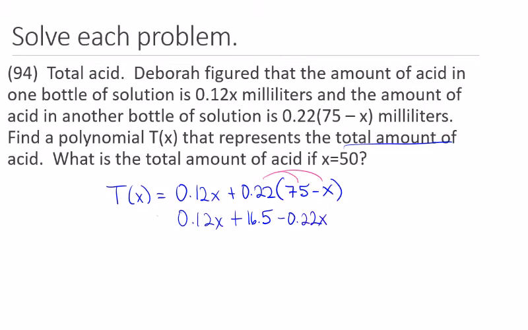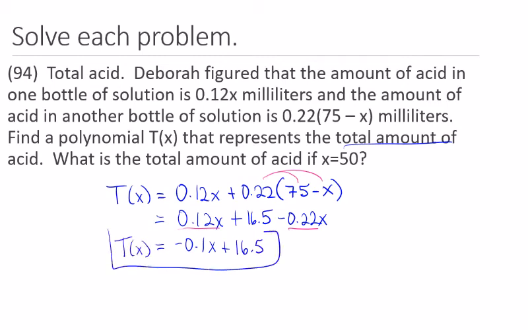All right, so then we combine like terms. And 0.12 minus 0.22 is negative 0.10, right? All right, and so there's our polynomial function, t of x, right?